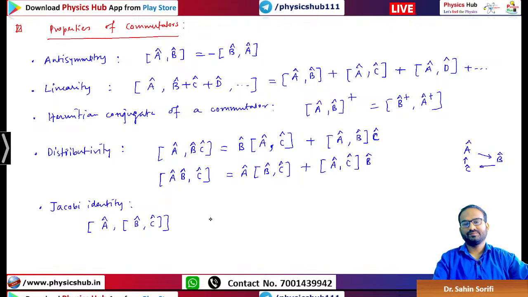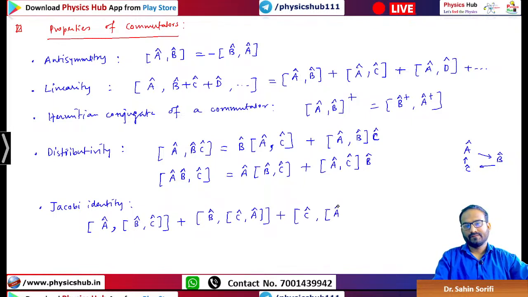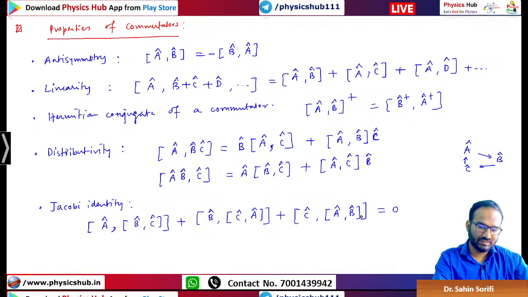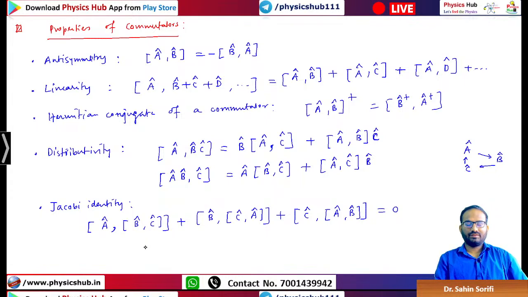A, then BC, commutation of A and commutation of BC, plus you take B, then CA, then C, AB. The sum of it is 0. This is known as the Jacobi identity.